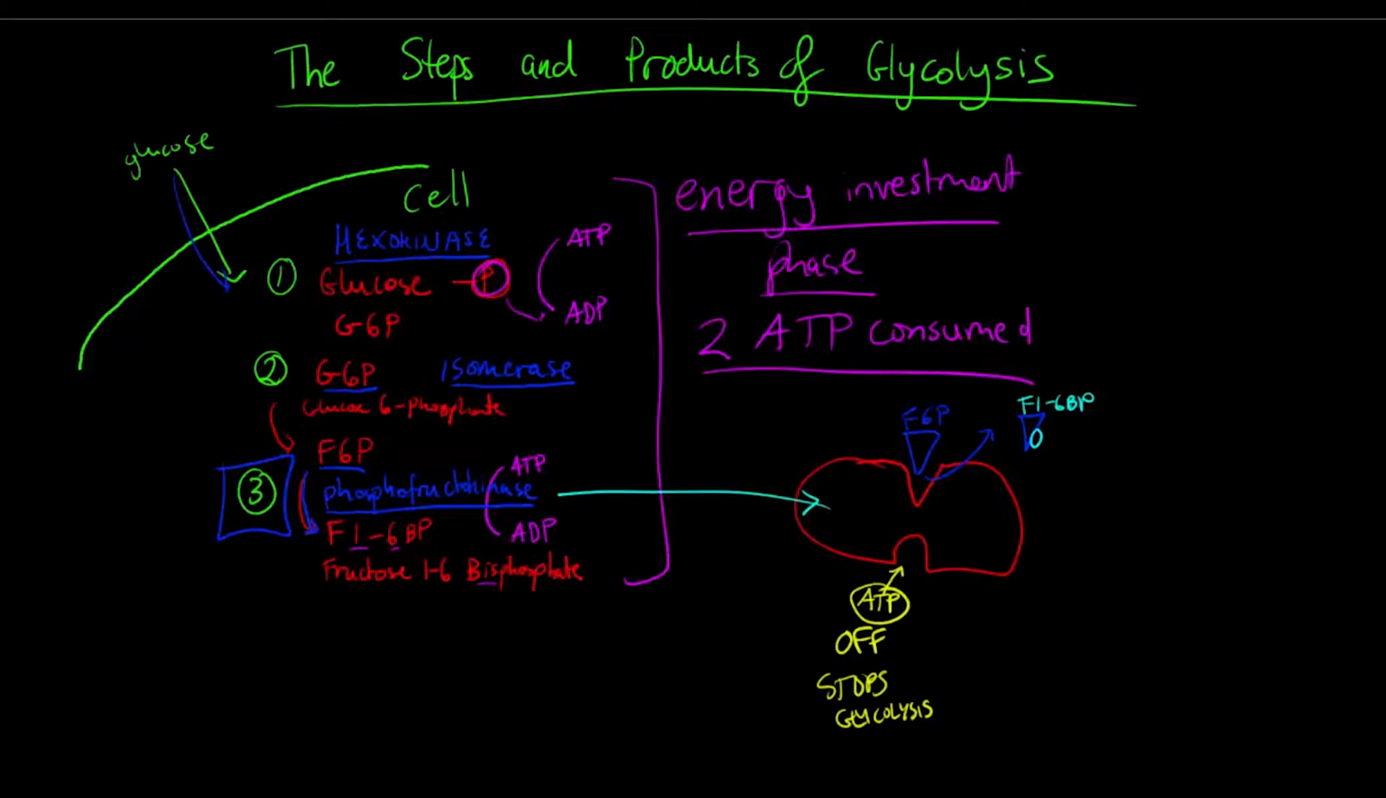But if we have ADP, if that is present, the cell needs more energy. Glucose needs to be burned. So if ADP is present in higher concentrations, it will bind to this non-active site and it will activate and turn on phosphofructokinase, and so glycolysis continues. And this is why phosphofructokinase is the most important enzyme in the whole process, and you will want to have a deep understanding of phosphofructokinase.